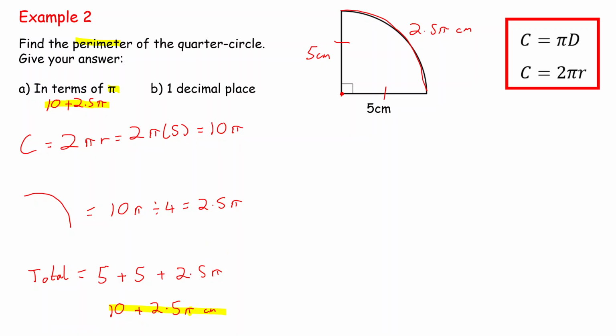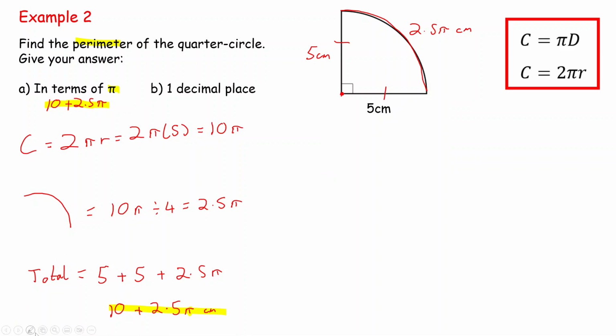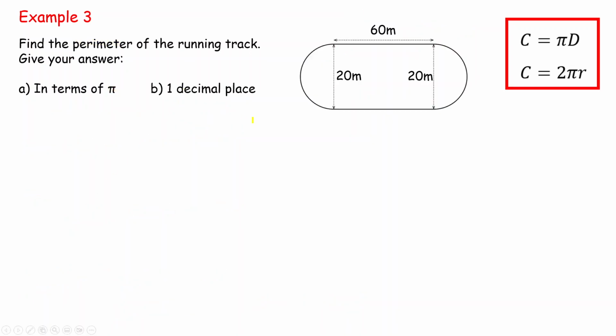So let's get the calculator over here, and let's type in 10, add 2.5, and then shift pi, equals 17.9 if we're rounding it to 1 dp. So that is the same thing as 17.9 to 1 decimal place. So there we go, part B, 17.9. So these two things again are equal, just in different formats, in terms of pi and to 1 decimal place. There we go.